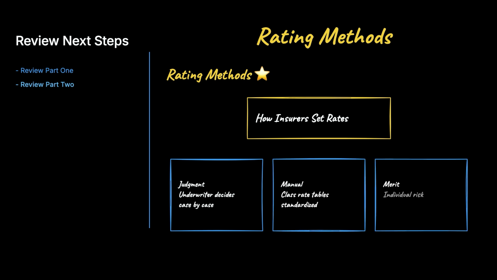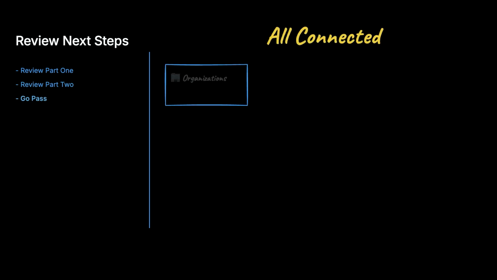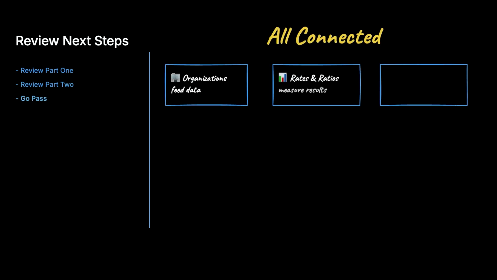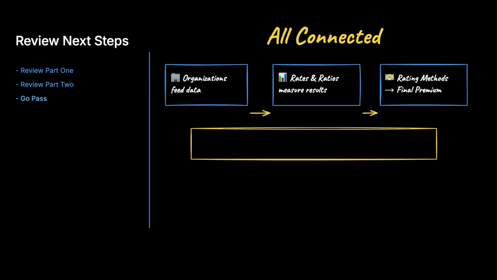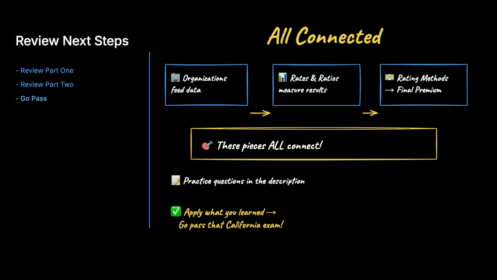combined ratios, and handle earned and unearned premium with pro rata, short rate, and flat cancellation. You can tell cancellation from non-renewal and lapse, and you can name the judgment, manual, and merit rating methods. That is comprehensive command. You have done real work today, and you should feel proud and prepared. Notice how these pieces connect. Organizations feed data into rates, ratios measure results, and rating methods turn it into a final premium.